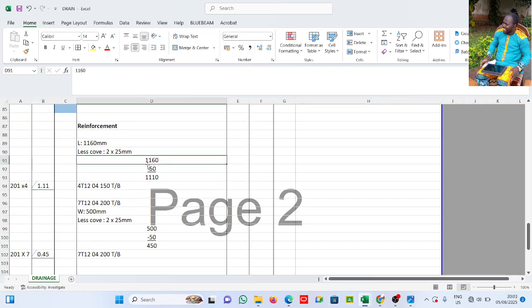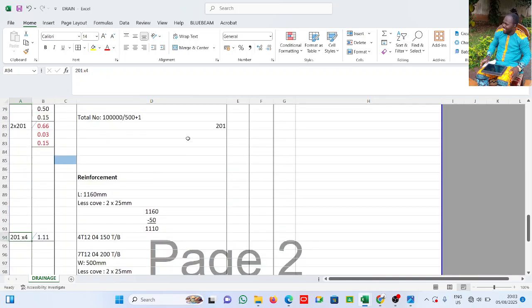See it here, 1160. I remove cover, right? 25 on both sides, 25, that gives me 50. See it here, this is minus 25 minus 25, right? That gives me 1.11 as the length of that particular reinforcement. We have 4 number of feet. It is 4012 by 201, which is the total number of slab you are going to be having on that 100,000 millimeter drain or 100 meter drain.